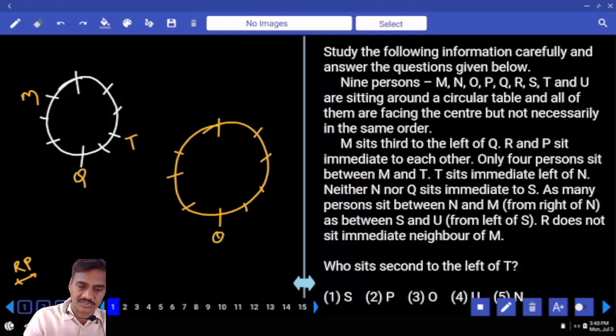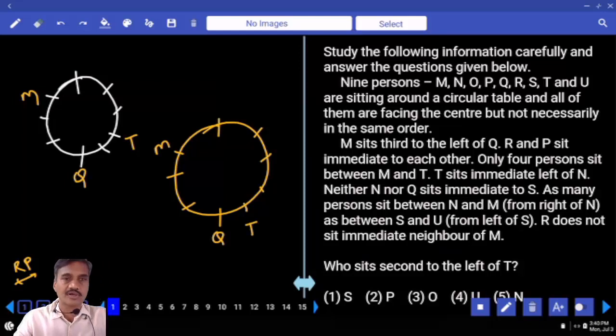now Q is here, M is here. And there are only 4 persons between M and T. 1, 2, 3, 4, T can be here, isn't it? How many possibilities do we have? 2 different possibilities. And T sits to the immediate left of N here. Now here also T is to the immediate left of N.